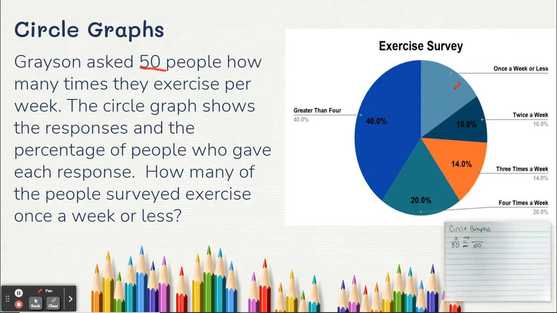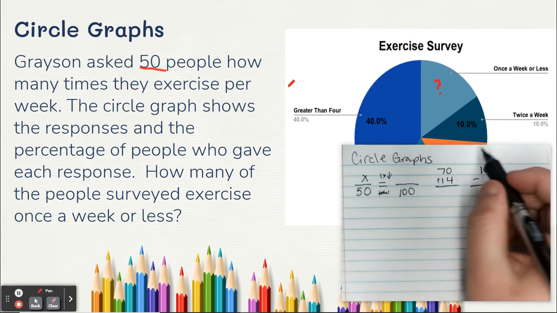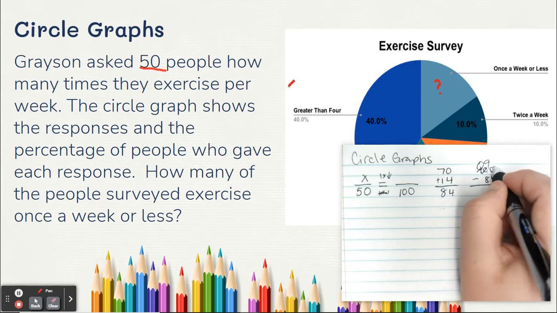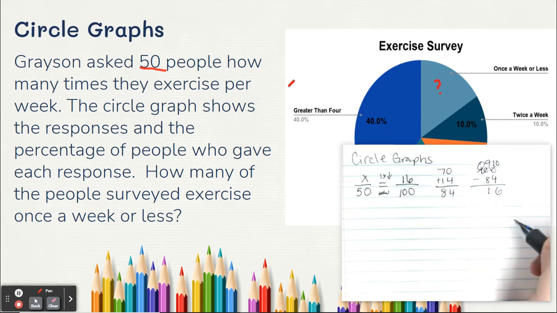And then we need to look for once a week or less. But look, there's no percentage here, so I need to figure that out. So I'm going to do 40 plus 20 is 60, and 60 plus 10 is 70, and then 70 plus 14. And then after I get that, I'm going to subtract that from 100 to figure out which percentage I have. So 70 plus 14 is 84, and 100 minus 84. 10 minus 4 is 6, 9 minus 1 is 8. So that would be 16.